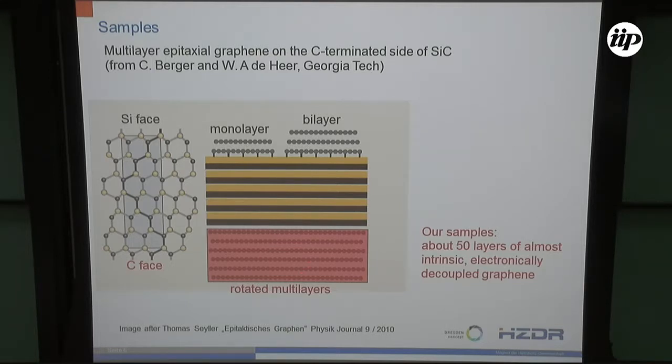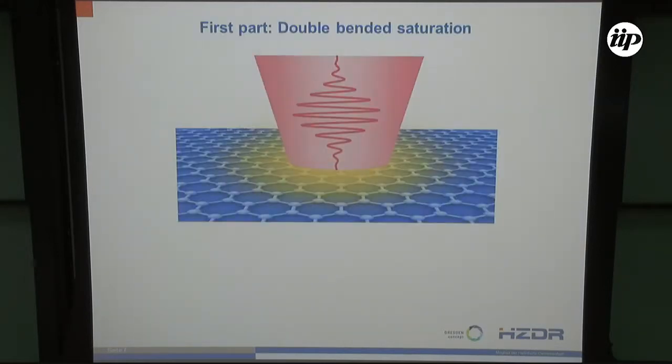The majority of these layers is almost intrinsic. Only the ones close to the interface are doped. So this is the kind of sample we will be using. Now let's get started with the first topic, the double-banded saturation.